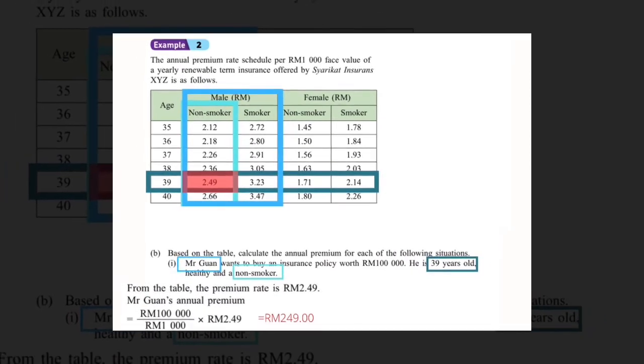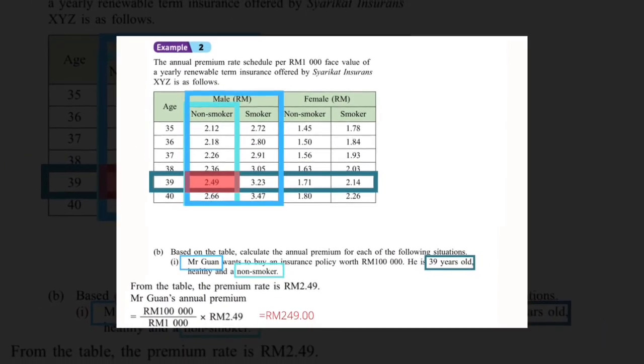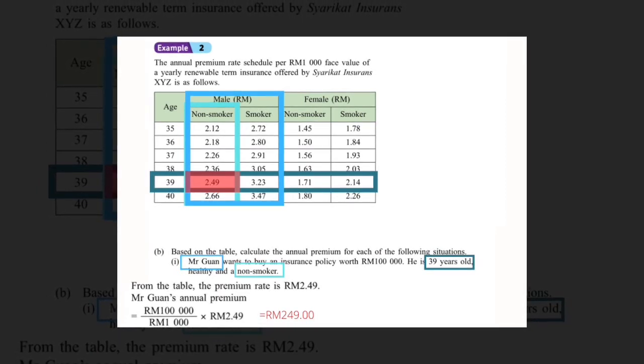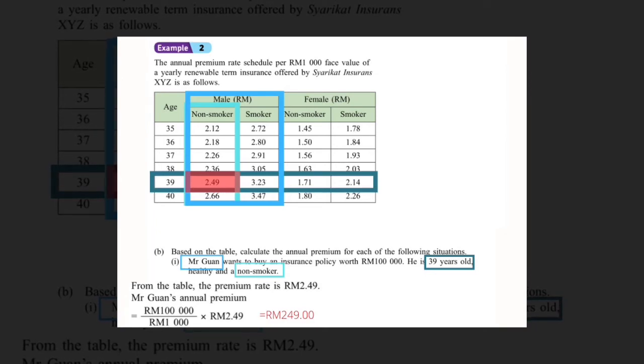B. Based on the table, calculate the annual premium for each of the following situations. Mr. Guan wants to buy an insurance policy worth 100,000. He is 39 years old, healthy and a non-smoker. Based on the question, we could determine that Mr. Guan is the 39 years old non-smoker male, which would help us scale down the face value. Next, we use the premium formula to get the annual premium for this situation.